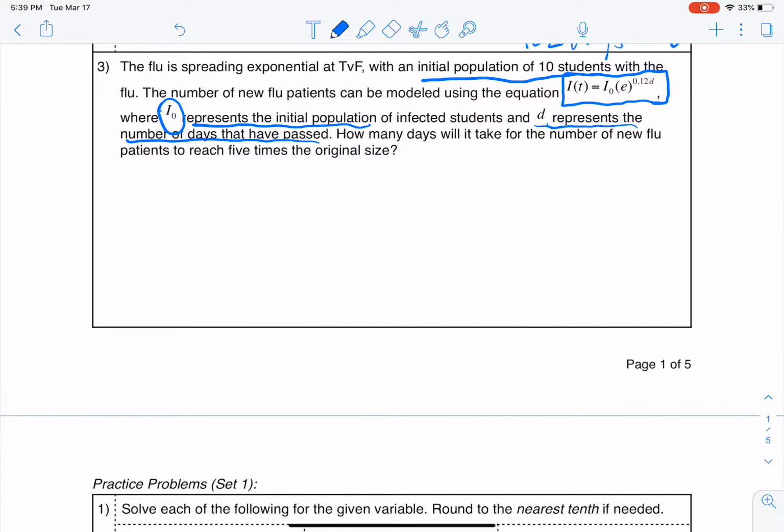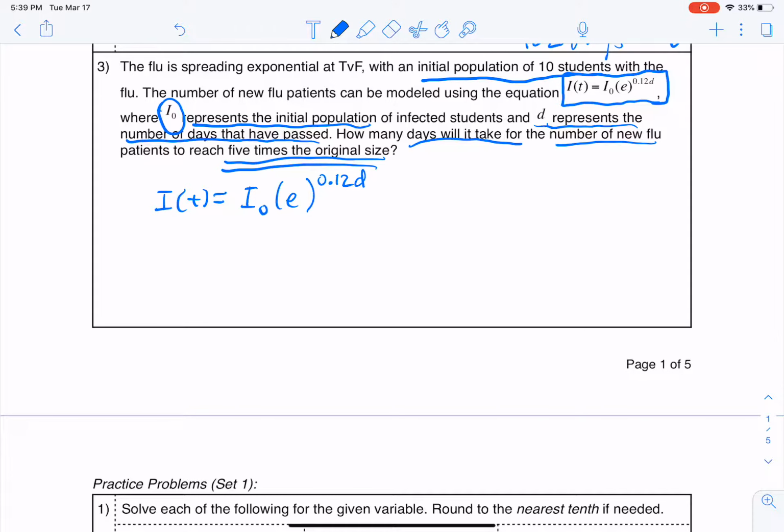All right, and then it asks how many days will it take for the number of new flu infections or flu patients to reach 5 times the original size. Okay, so there's really a lot to interpret there. The first thing I'm going to start with, though, is I'm going to go ahead and write my equation that was given to me. I of t equals I naught times e raised to the power of 0.12 d.